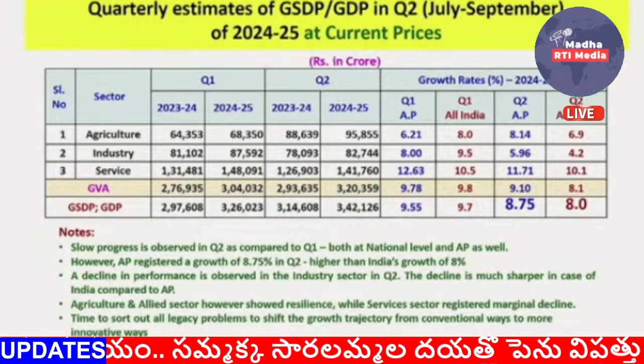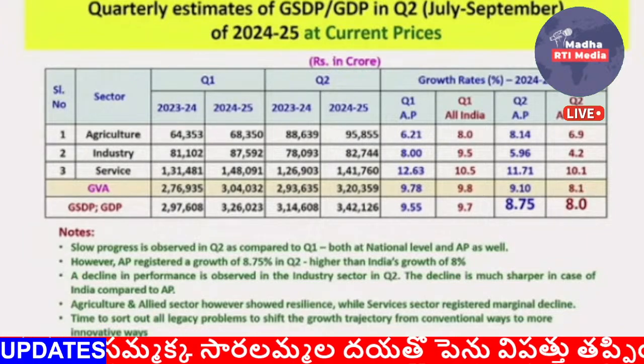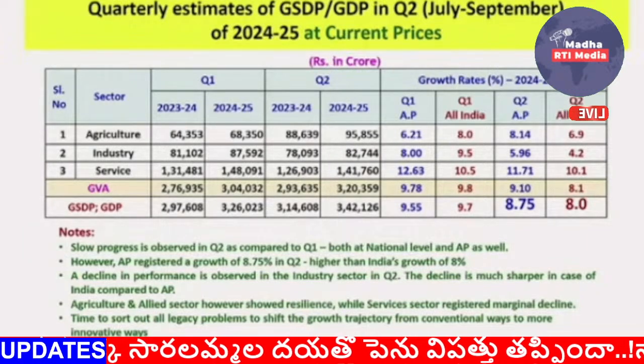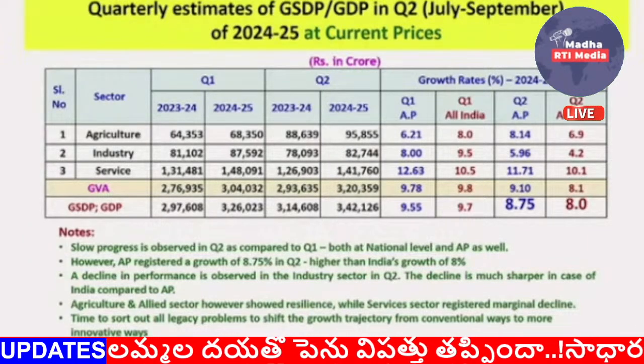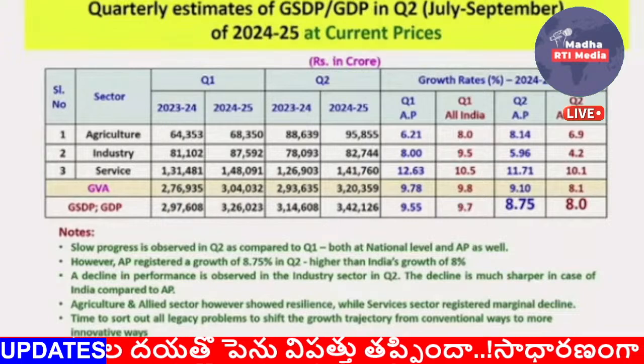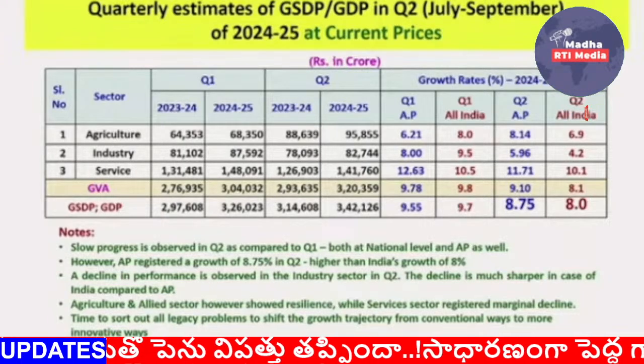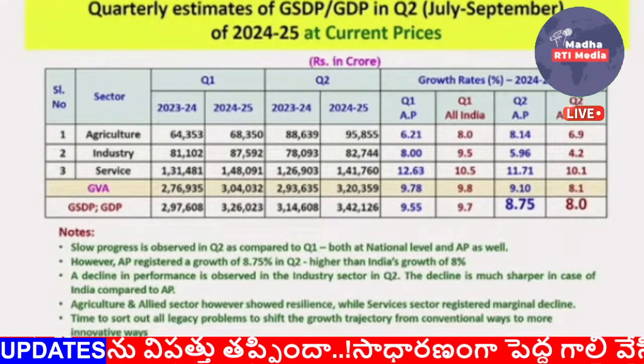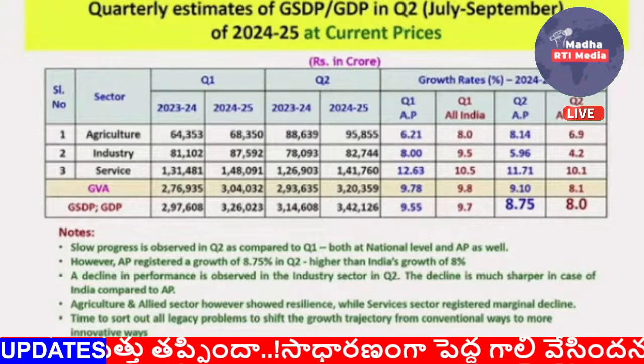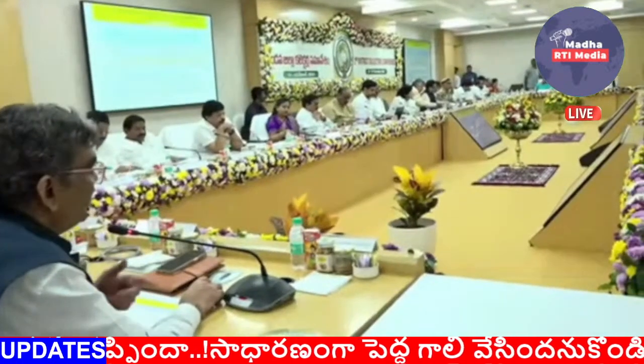Of course, in industry, there is a sharp decline. If you look at industry, all India from 9.5% has come down to 4.2%, whereas of course we have also declined, but not that much. We have come from 8% to about 6%. So that is one concern. I think that's cyclical, and it will be revised in the third quarter.